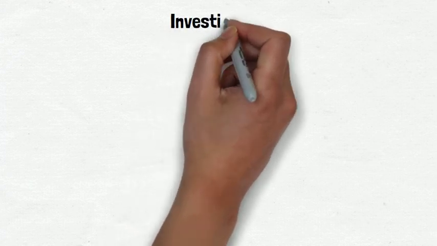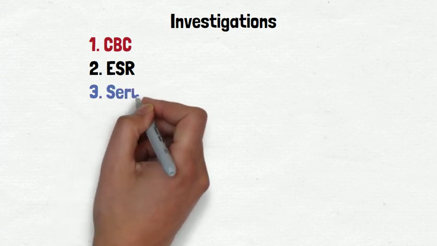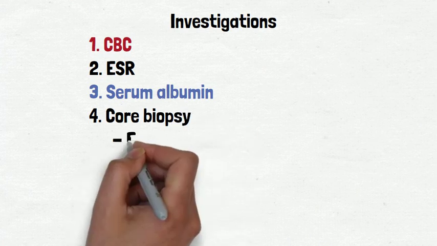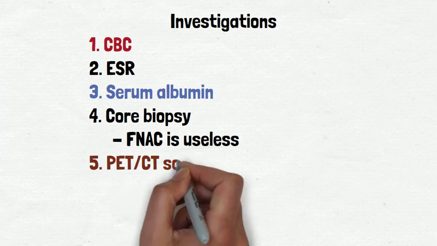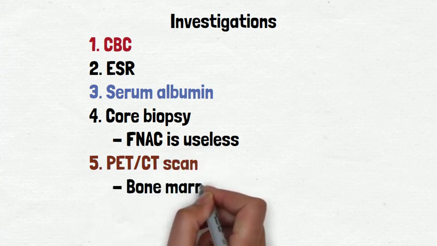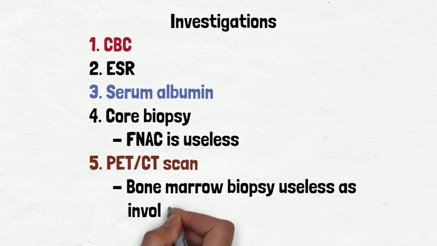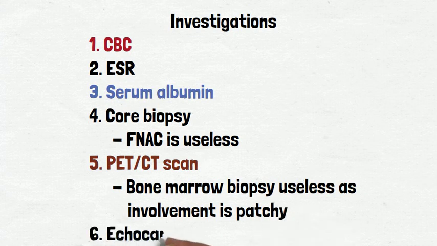Now let's talk about the investigations that must be performed. CBC, ESR, and serum albumin are mandatory. FNAC is useless due to the small mass of malignant cells present within the tumor. Rather, core biopsy or excisional biopsy is done and is considered the gold standard. Bone marrow biopsy is avoided as bone marrow involvement is patchy and it rarely upstages the tumor. Instead, PET-CT scan is done to determine its extent. Echocardiography and pulmonary function tests are also done to monitor the chemotherapeutic toxicity.